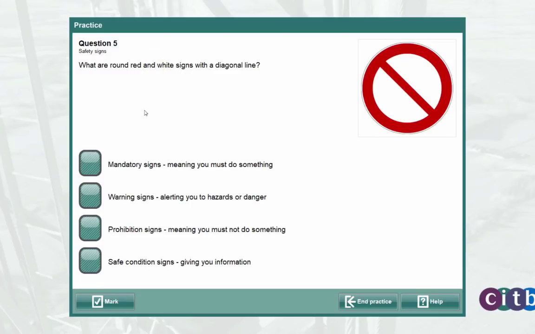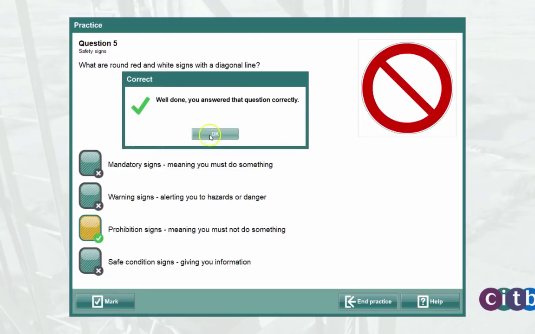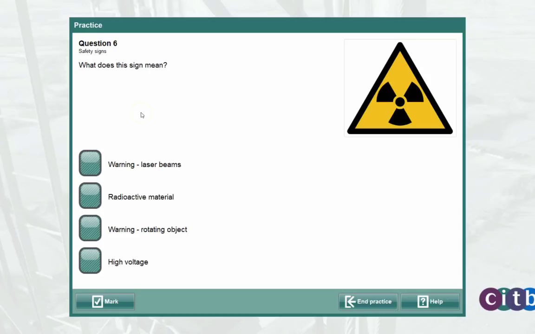What are round red and white signs with a diagonal line? Mandatory signs, meaning you must do something. Warning signs, alerting you to hazards or danger. Prohibition signs, meaning you must not do something. Safe condition signs, giving you information. What does this sign mean? Warning, laser beams. Radioactive material. Warning, rotating object. High voltage.